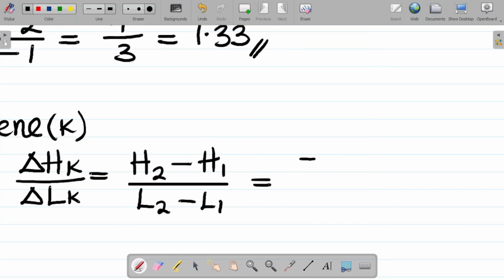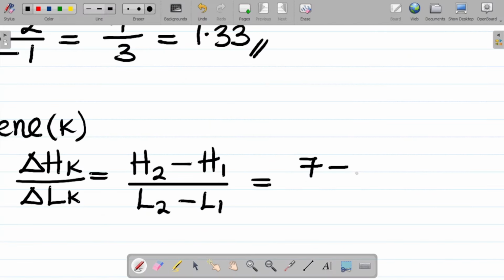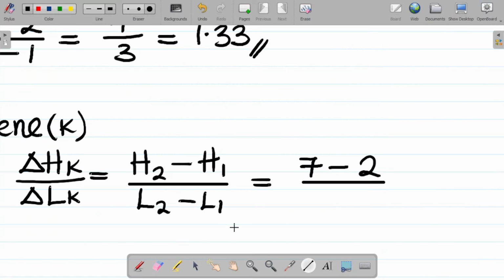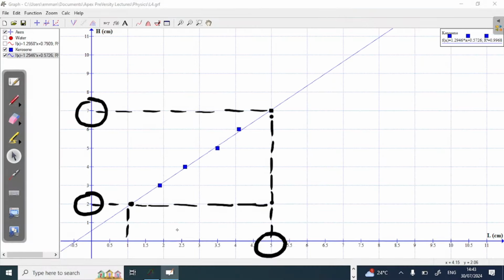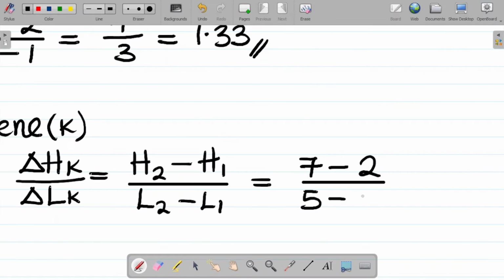So I'm having H2 as 7 minus, for kerosene, H1 is this one here, which is 2. So I have 7 minus 2, all divided by L2. L2 is simply trace this down here. I'm having this one here, which is 5. So L2 is 5 minus L1. L1 is trace this downwards here. This one here. L1 is 1. So I have L1 as being 1.